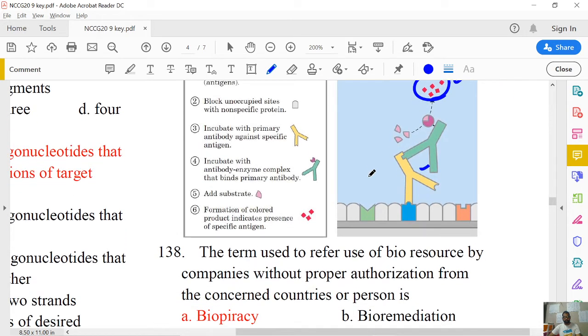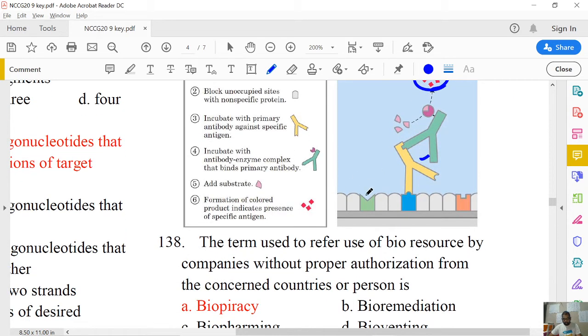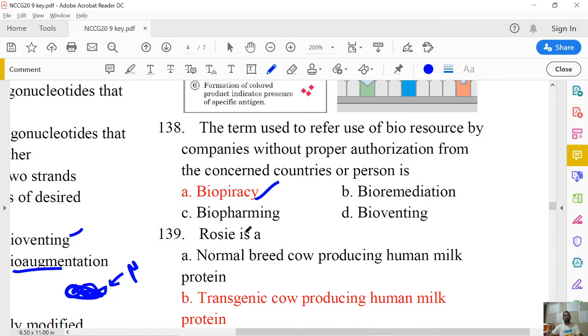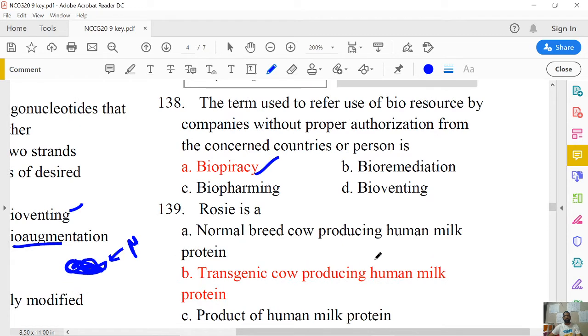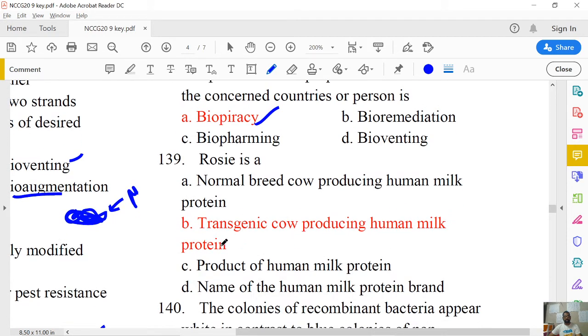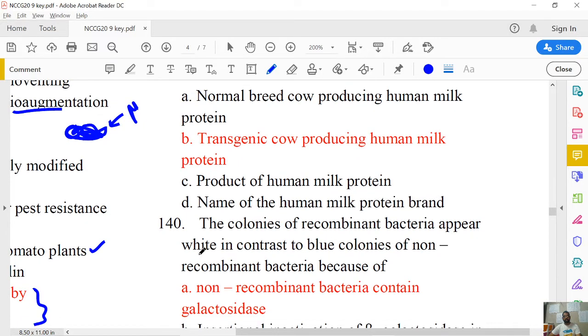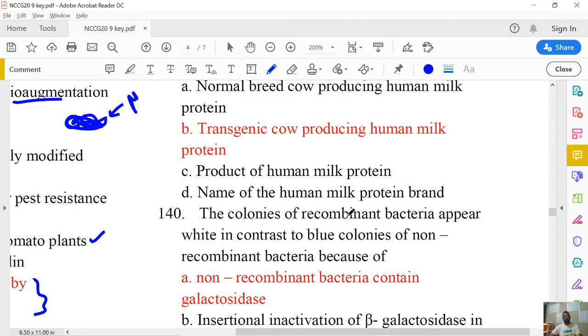The term used to refer to use of bioresources by companies without proper authorization is actually biopiracy. Rosie is a transgenic cow producing human milk protein, that is alpha-lactalbumin. The colonies of recombinant bacteria appear white in contrast to blue colonies of non-recombinant bacteria because.